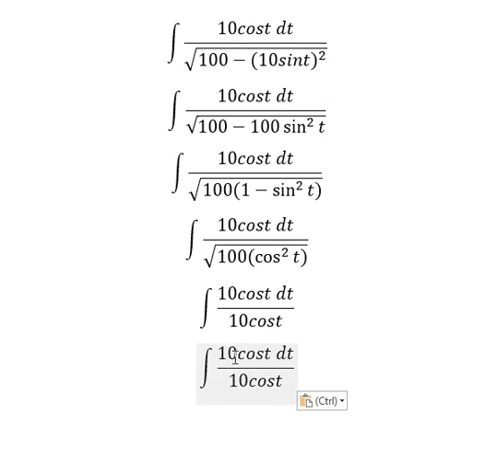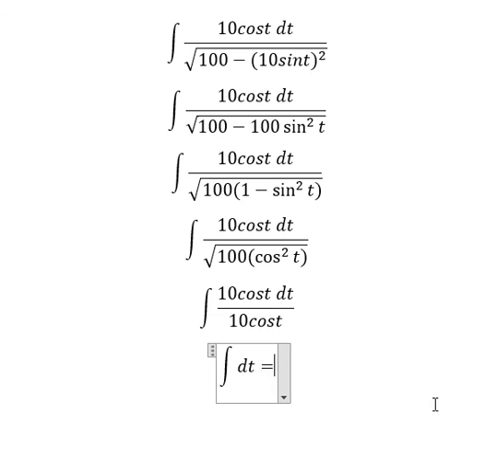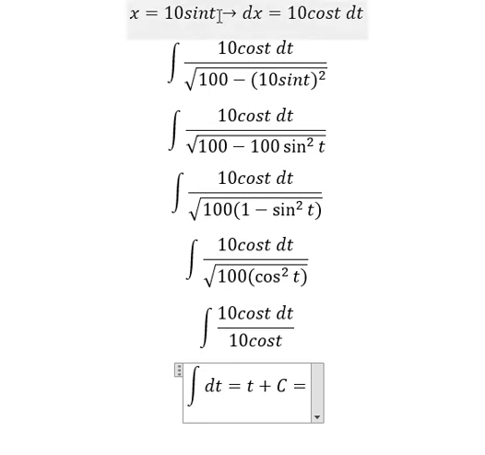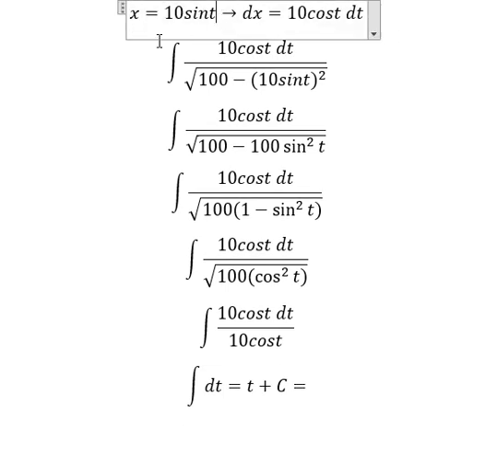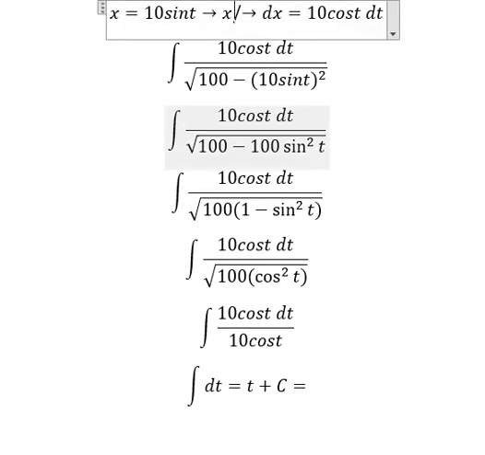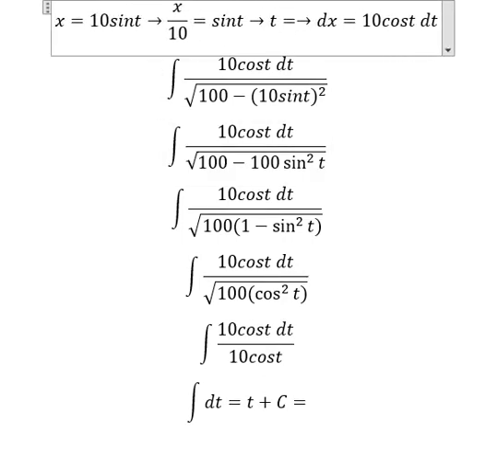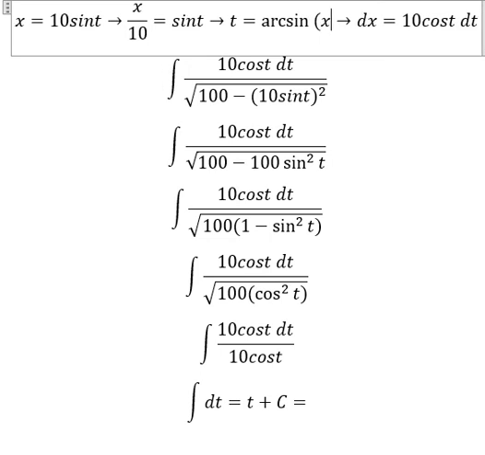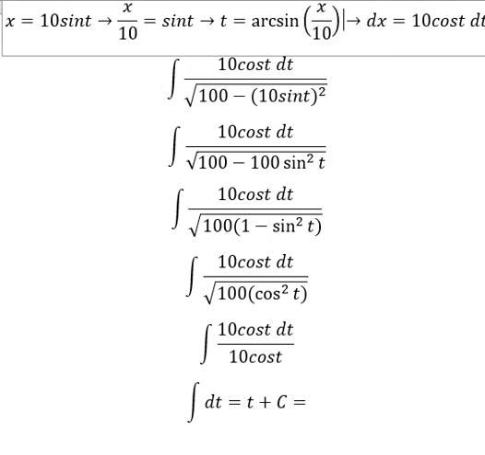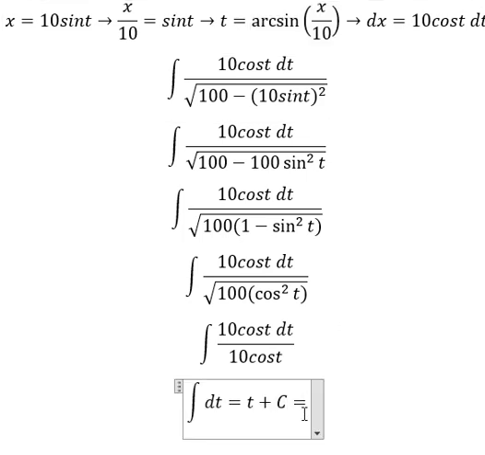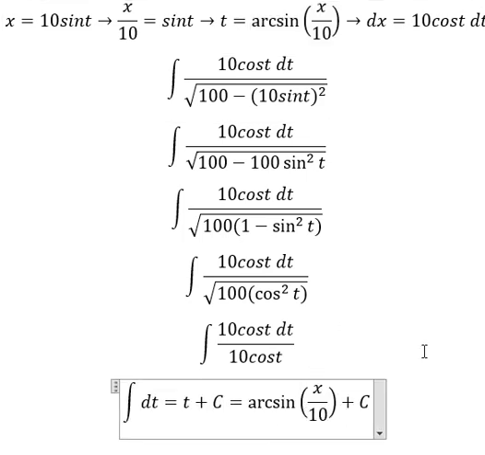After that, we simplify 10 cosine t on numerator and denominator, and you get dt. And this one you get t. Now about t, we need to return back in here. So we divide both sides by 10. And we get t equal to arcsine of s over 10. So we put this one to replace t. And that is the final answer.